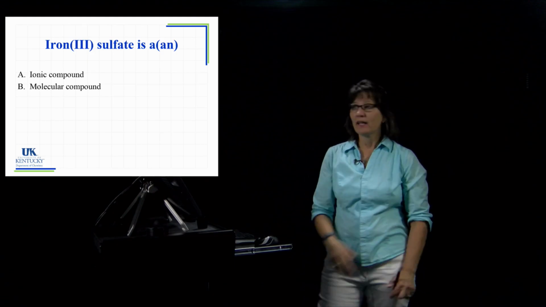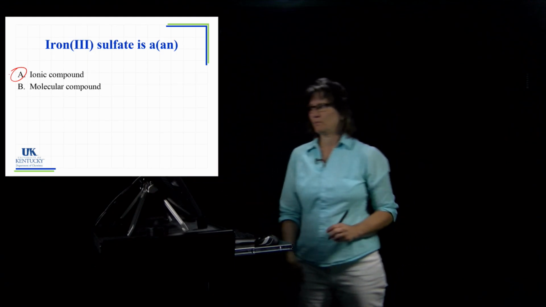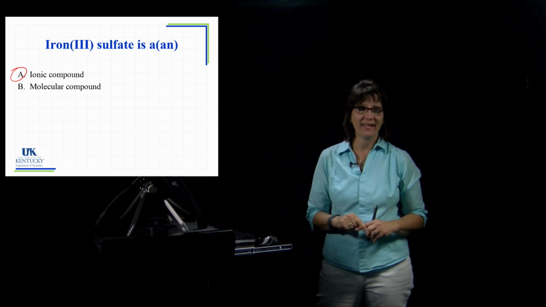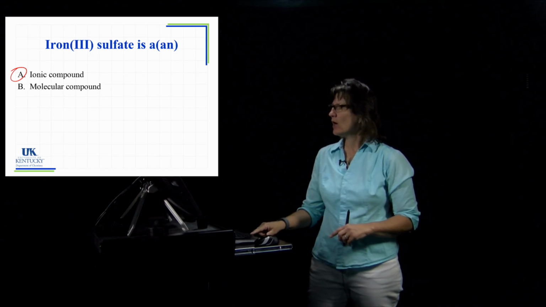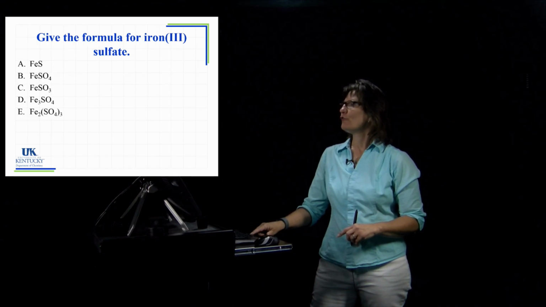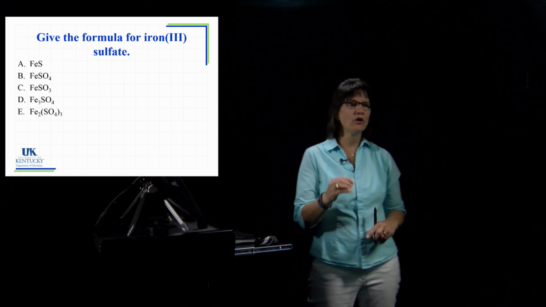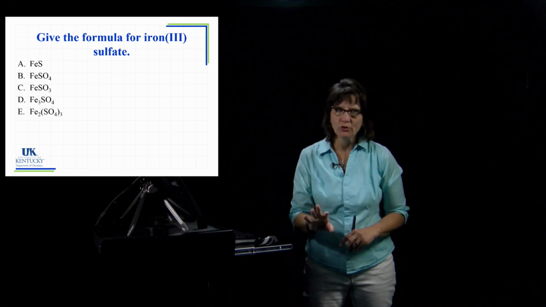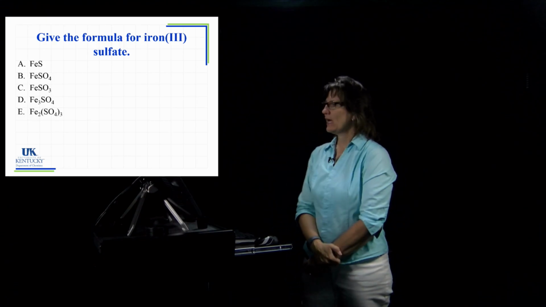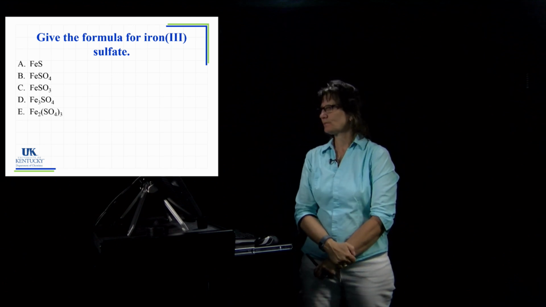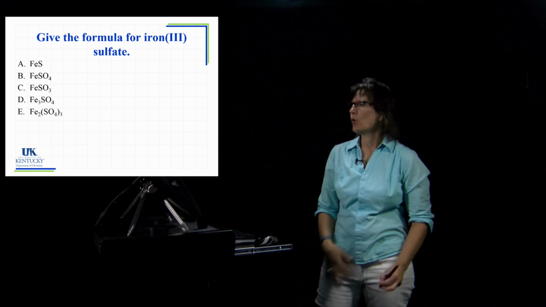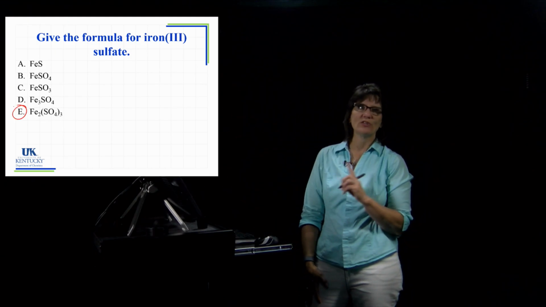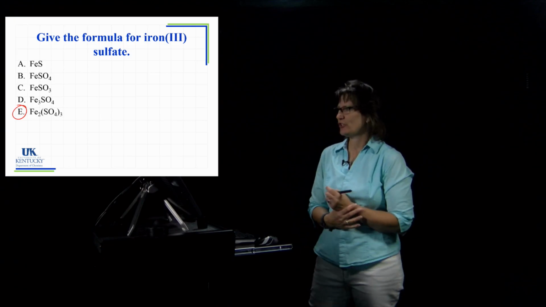Well, if you said it was an ionic compound, you are correct. Iron's a metal. Well, sulfate's not a nonmetal, but it's a polyatomic anion. And we are going to now come up with a good formula for it. If the name is iron 3 sulfate, stop and look at your choices, look back at the rules of ionic compounds, and come up with the right answer. Okay, if you chose E, you'd be correct. If you chose anything else, listen to the explanation.